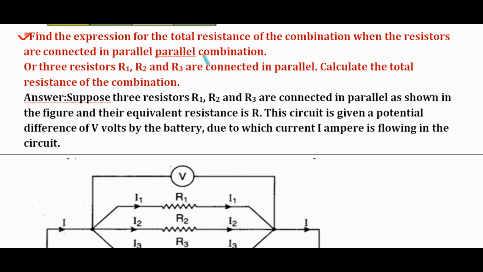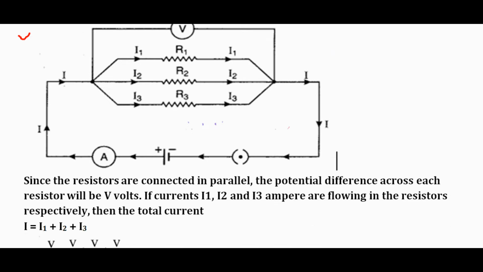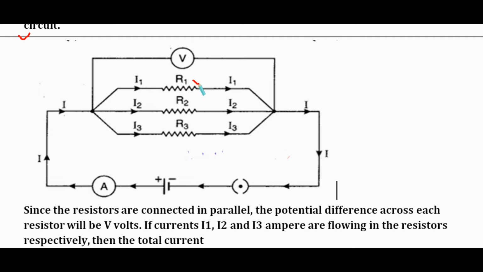Next question: find the expression for the total resistance of the combination when the resistors are connected in parallel, or three resistors R1, R2 and R3 are connected in parallel. Calculate the total resistance of the combination. Suppose three resistors R1, R2, R3 are connected in parallel as shown in the figure, and their equivalent resistance is R. This circuit is given a potential difference of V volts by a battery, due to which a current I ampere is flowing through the circuit. This is the circuit diagram.